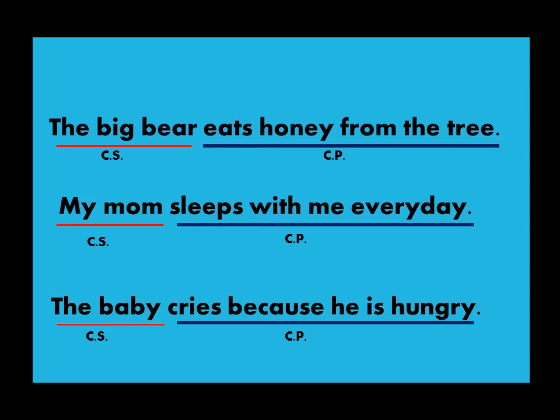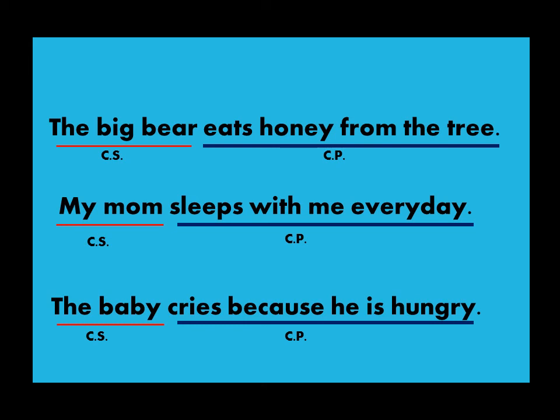Let's go to the second sentence. I have the same sentence that we had before. My mom sleeps with me every day. What does your mom do? Exactly, sleeps with me every day. Again, it begins with my verb. Remember that we said before that the complete predicate uses verbs. In this case, sleeps is my verb. So I underline from sleeps to my period, and that is my complete predicate. Remember that I'm using CP, which stands for complete predicate, and CS, which stands for complete subject. Very good. We're doing very well so far.